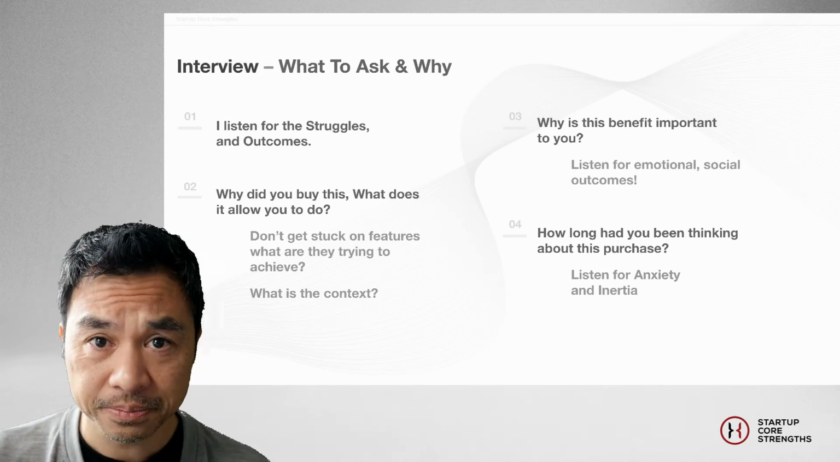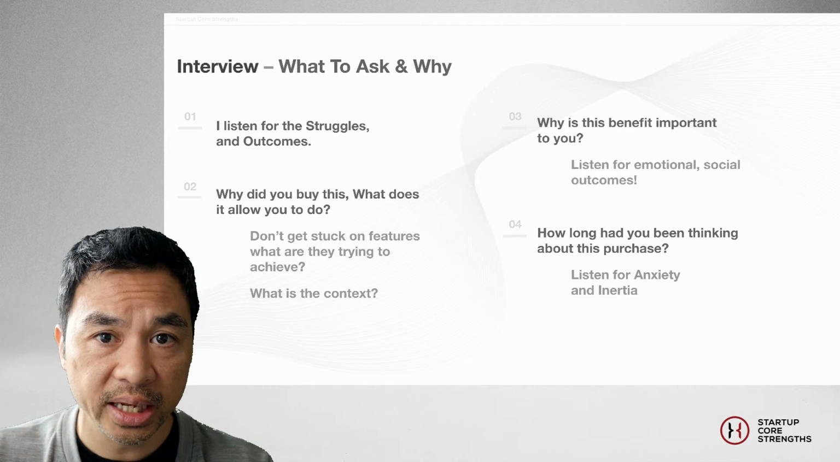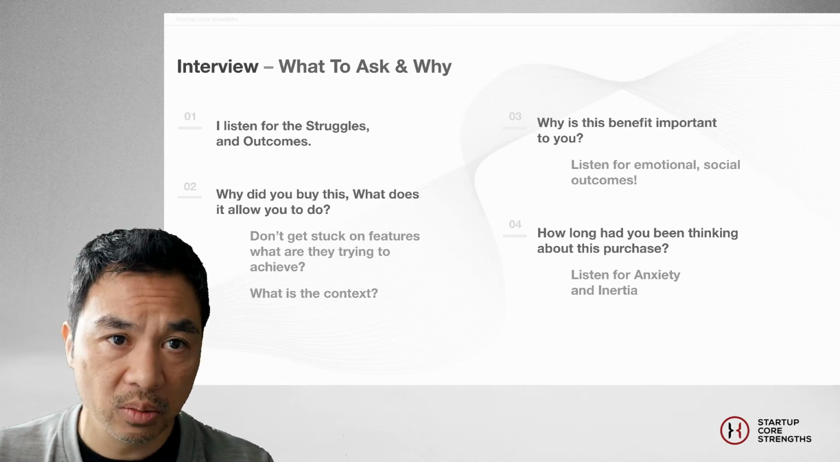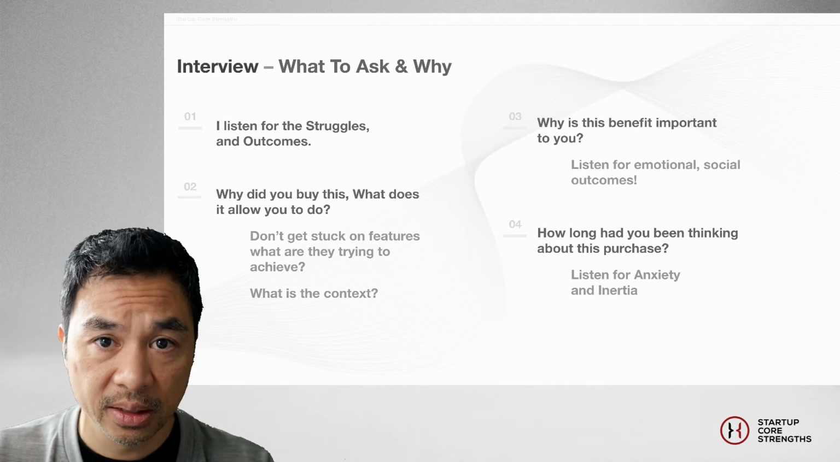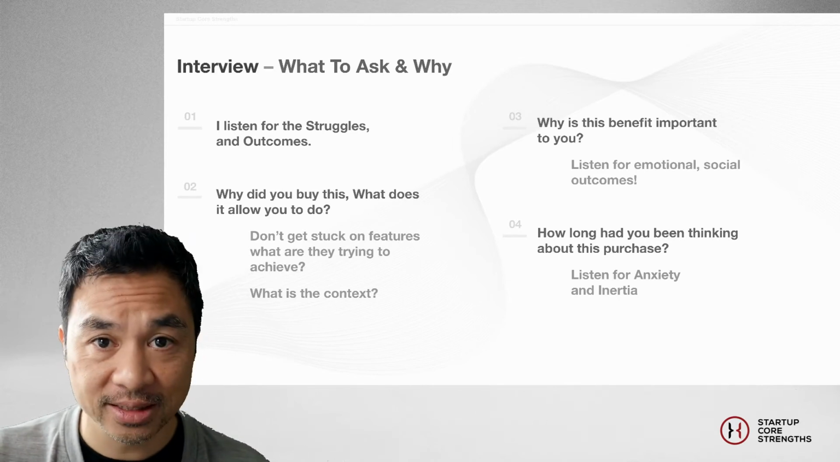What is that goal? The other thing I'm looking for is to understand, really, again, their outcomes. Why did you buy this product? What does this product allow you to do, right? And again, it's listening for, well, I want to convert more signups or leads. I want to grow revenue, right? That's the ultimate outcome of using a landing page builder.